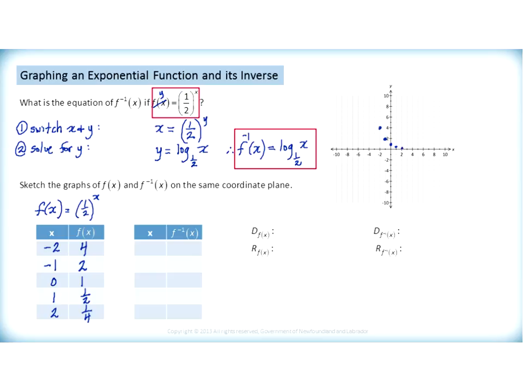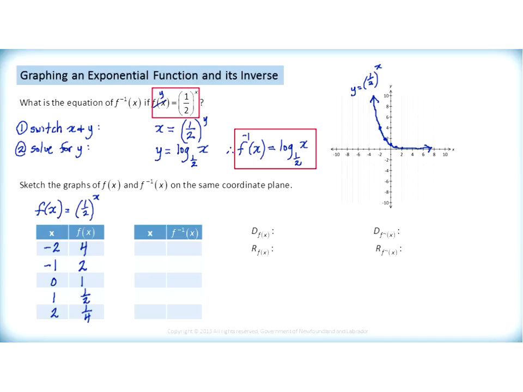Notice that these values of y are approaching the x-axis, but they will not touch it. So the x-axis here represents a horizontal asymptote. So let's connect these points, thereby forming an exponential decay type of curve. So the graph of that function is y equals 1/2 raised to the power of x.